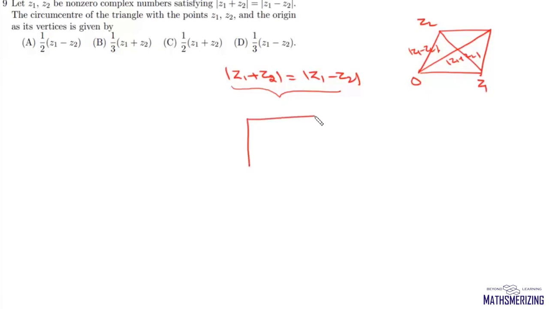So origin, Z1 and Z2 have an angle of 90 degrees in between them. Now a circle passing through O, Z1 and Z2. Now this angle is 90, so that means this Z1 Z2 is the diameter of the circle. So the circumcenter of this circle will be the midpoint of the hypotenuse, and that will be (Z1 plus Z2) by 2, and that's your option C.